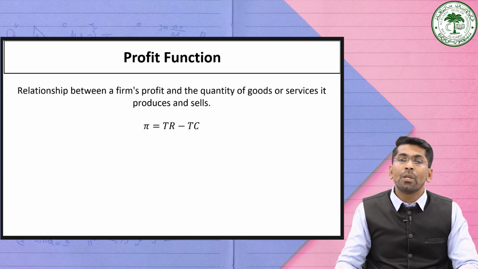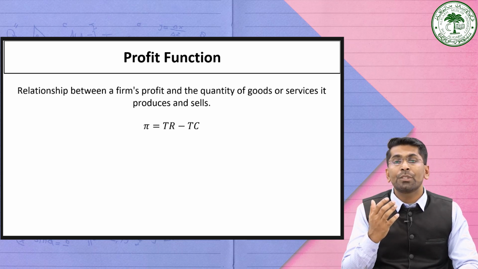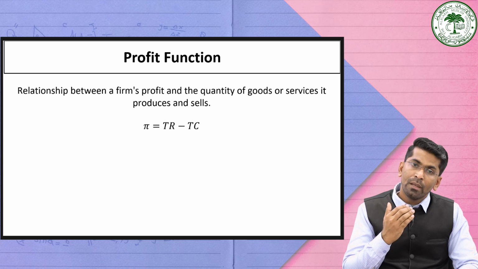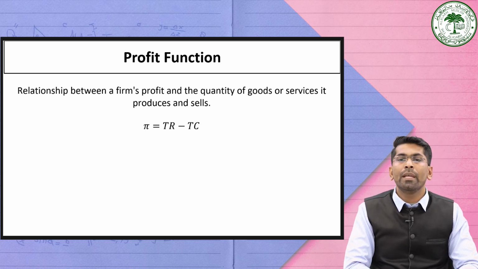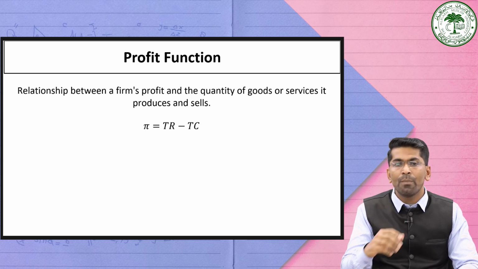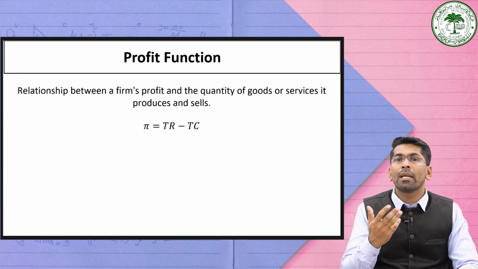So the profit function provides an insight into how changes in the production level impact the firm's profitability. It is a fundamental tool for the business to make decisions about the production quantities, pricing strategies and the overall performance of a company.